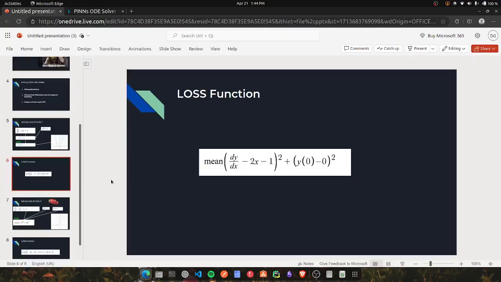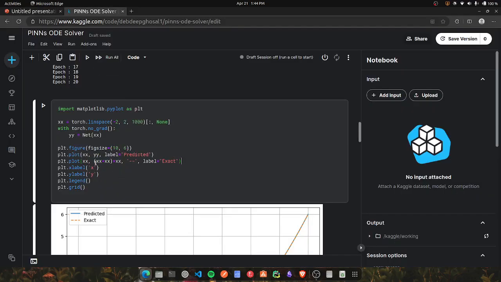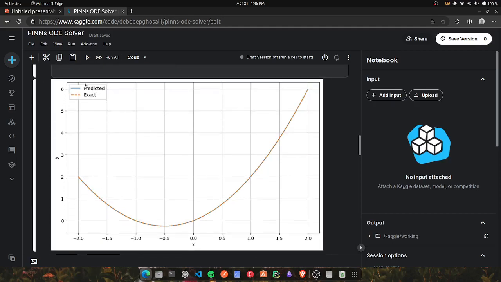So as I have already discussed here, this is the solution we got from the conventional methods, right? y equals x square plus x. So I'll be using that for the exact plot. And again, we have got x here, and we'll be passing it through the neural network to get the prediction, and this is the predicted graph. So as you can see, the predicted is in blue and exact is in orange. As you can see, they have coincided well. So congratulations, you have solved your first differential equation using a neural network.